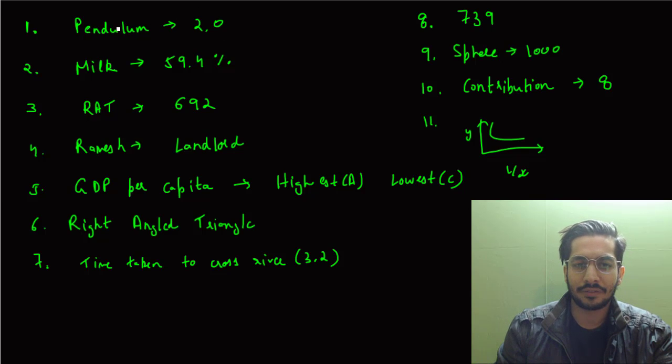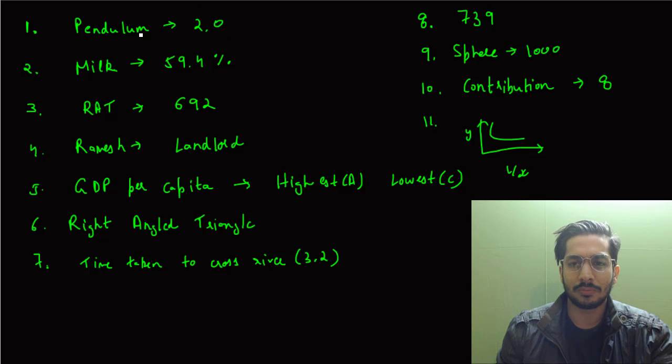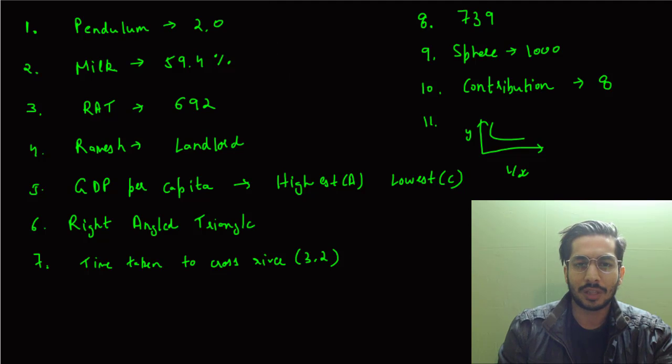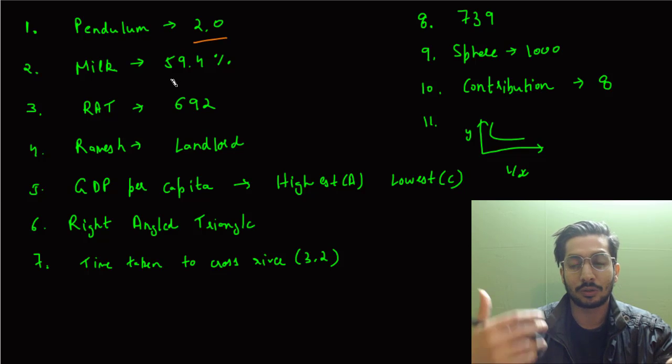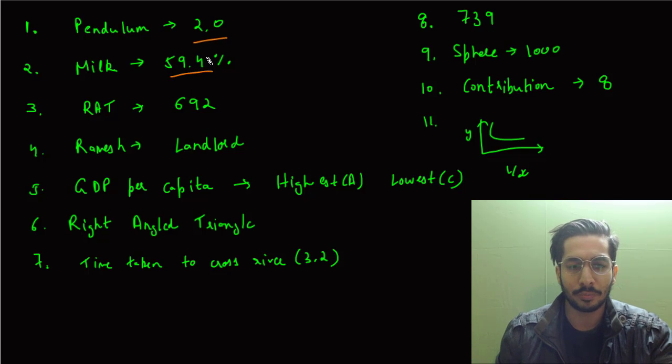The first one was a question based on a pendulum, where the g value is given to us, and we needed to find the value of t, the time period. It was coming out to be 2.0. Next question was that if we are supplying milk to a particular customer, so the fifth customer, what percentage of milk will be there? The correct answer was 59.4%.